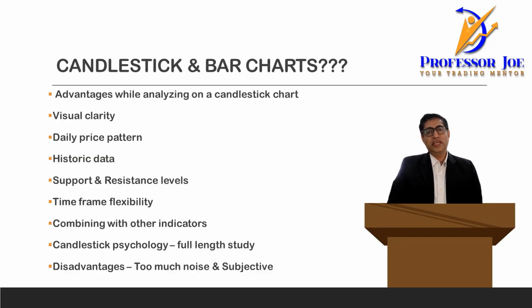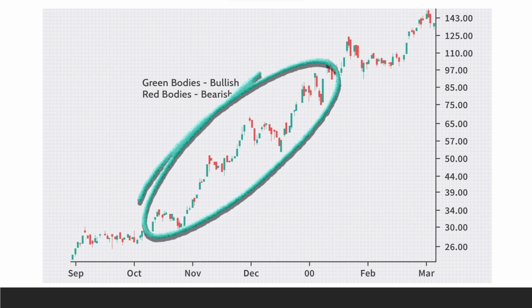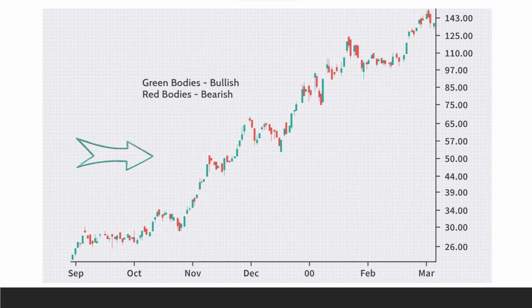Let us look at some key features of a candlestick chart. The candlestick chart is very, very clear. It is easy to identify the daily price patterns. It is easy to understand historic data. Candlestick charts make it easy to understand support and resistance.